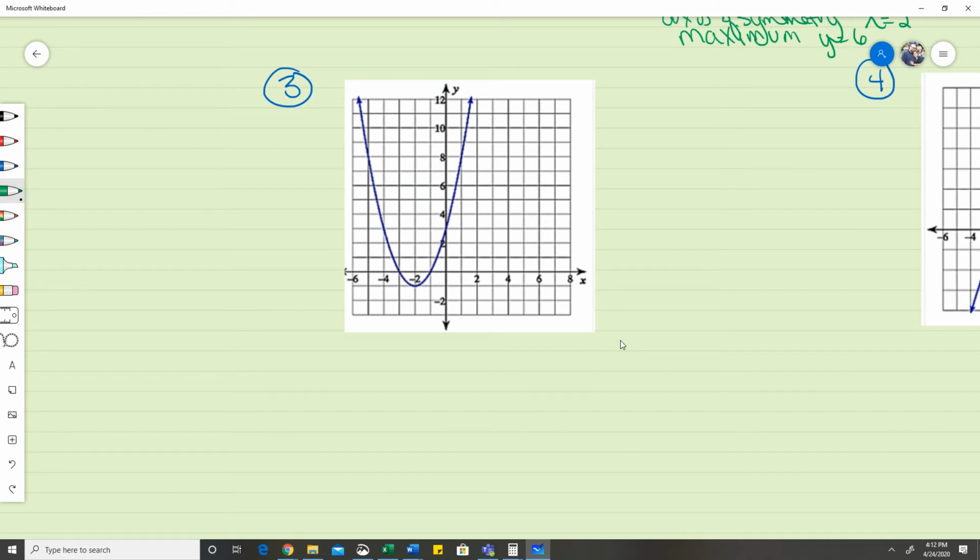So our x-intercept, we have 2 of them. We have one here and one here. So we have one at -3, 0 and one at -1, 0. Okay? Which means our zeros are at x equals -3 and x equals -1. Our y-intercept is here at 0, 3.